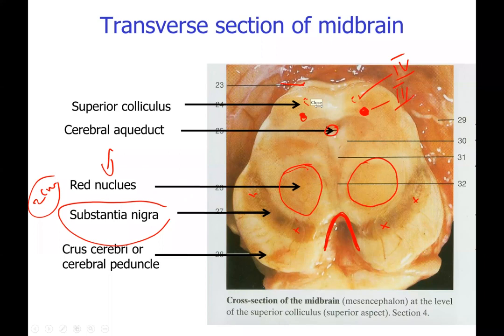It has connections with the lentiform nucleus. Now you remember the lentiform nucleus. You remember the corpus striatum, the combination of the lentiform nucleus and the caudate nucleus. So the substantia nigra has a lot of neurochemical connections with the lentiform nucleus and the caudate nucleus. So you will learn these connections.